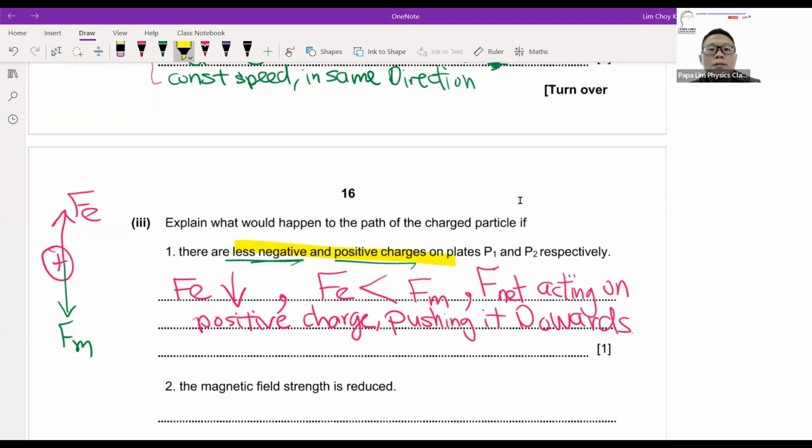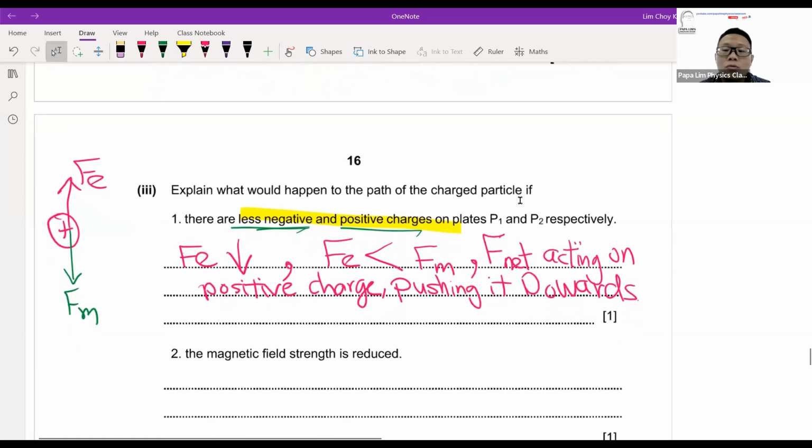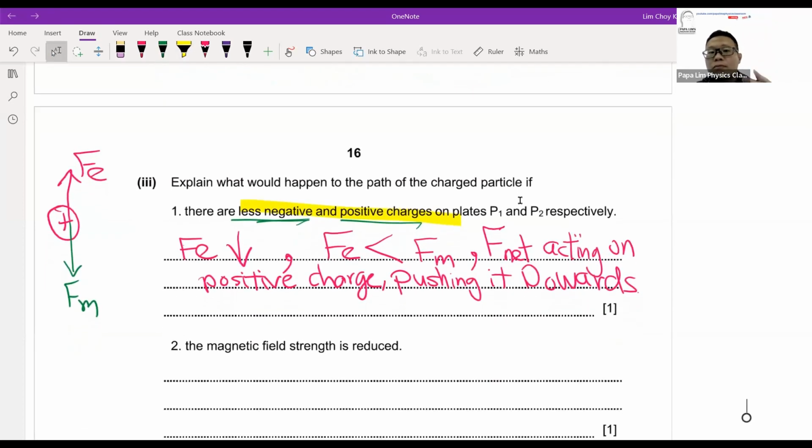So this is what the students need to understand, because now we are looking at 2 forces in play. One is stronger, the top is weaker now, and the bottom force, which is the magnetic force, is stronger. So overall, the net force will be a downward force.